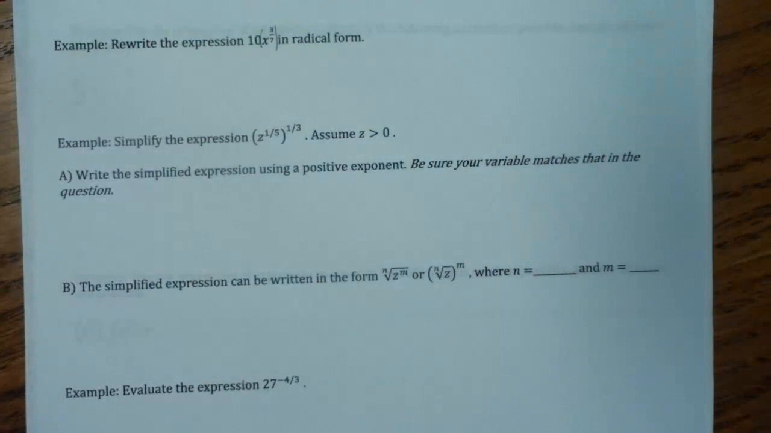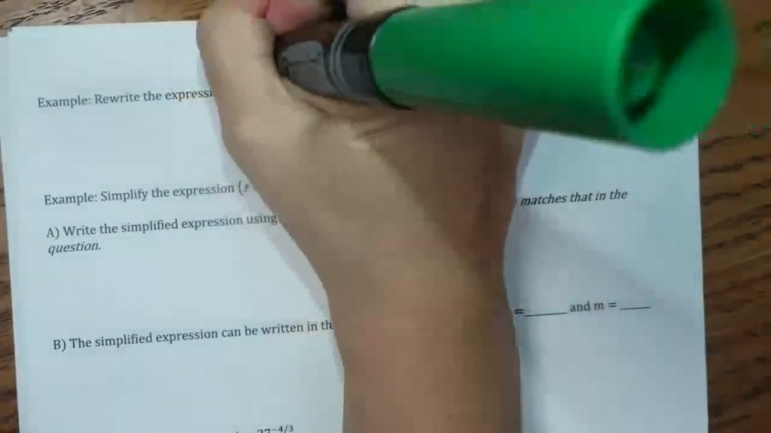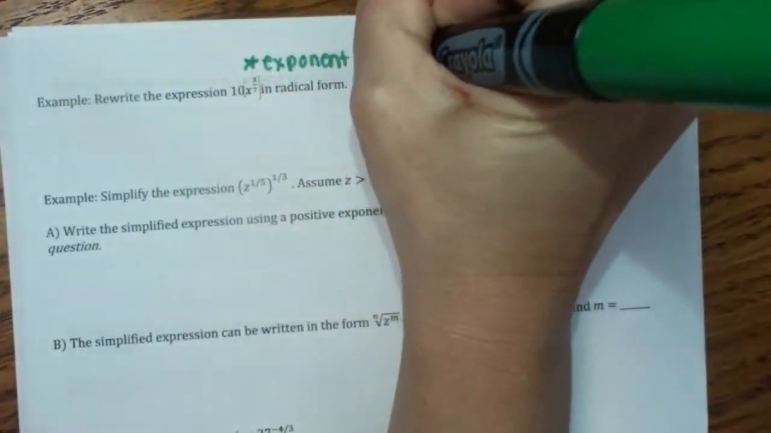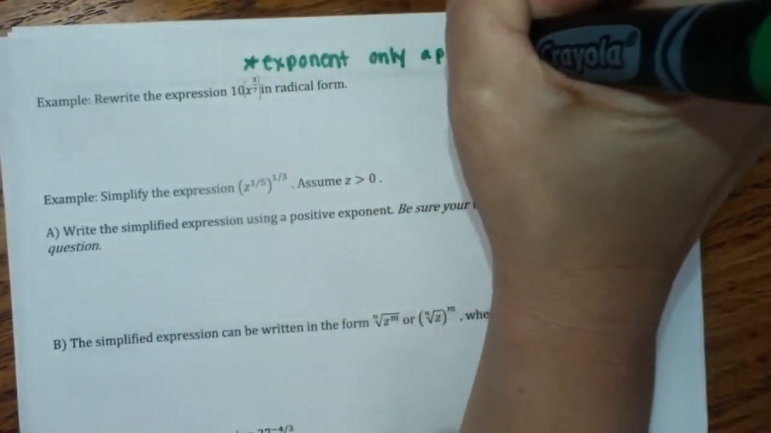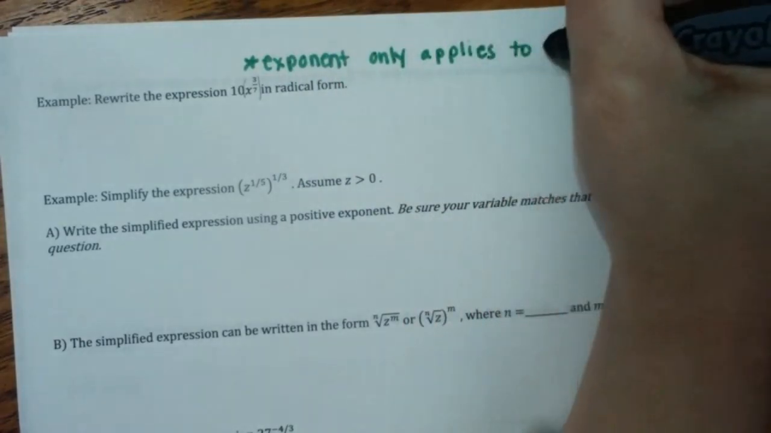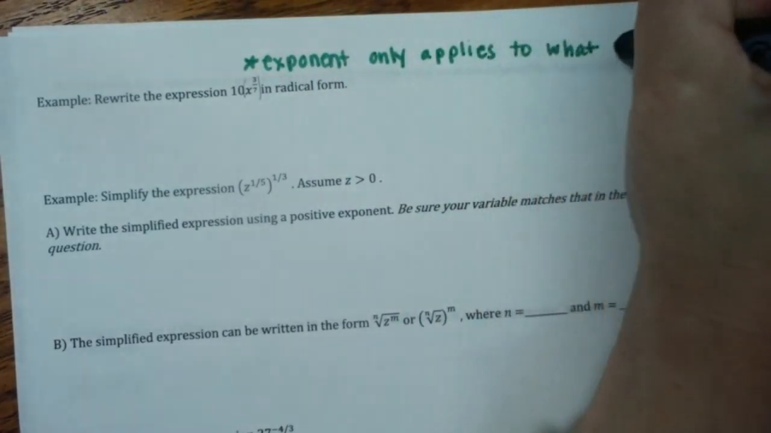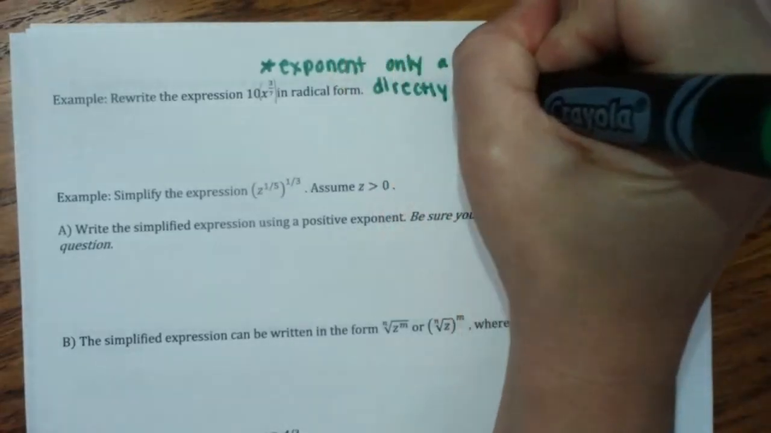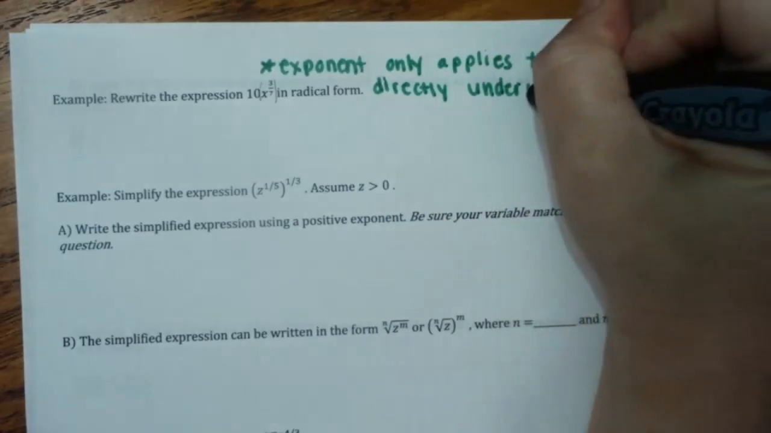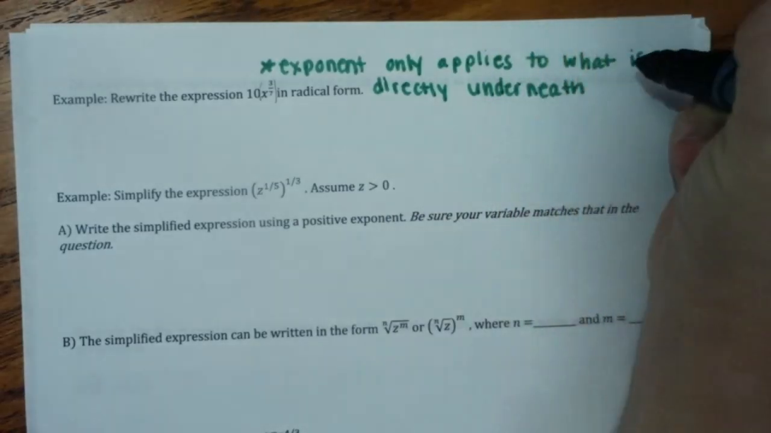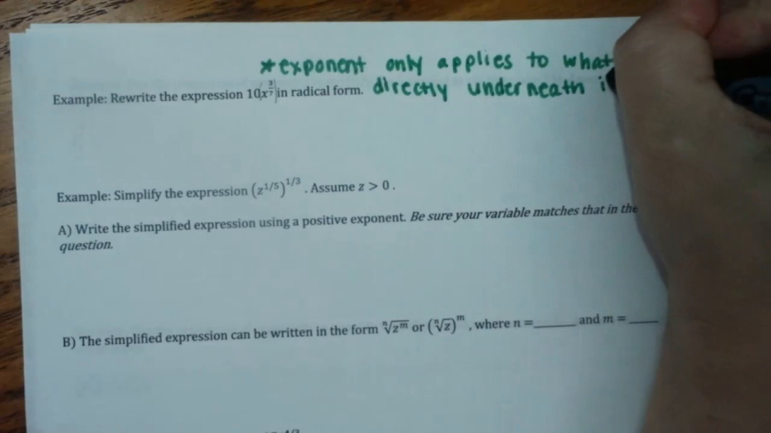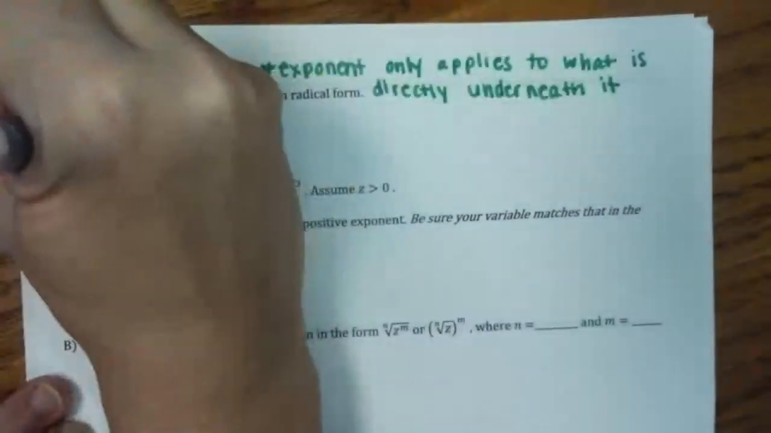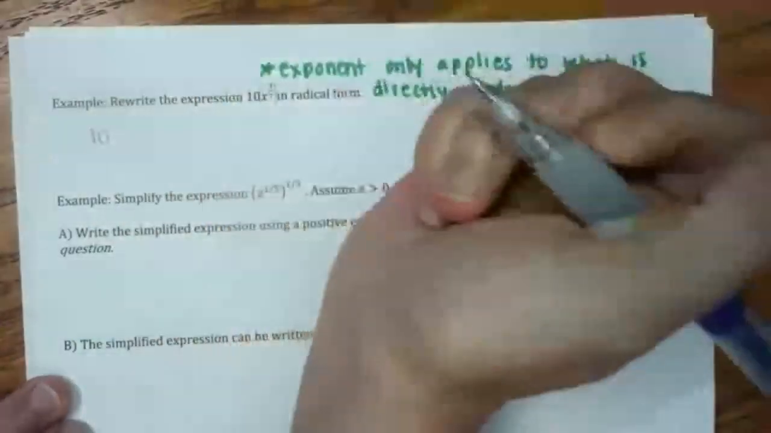So the exponent only applies to what is directly underneath it. So that 10 out front is going to stay out front. And that x is to the power of 3 over 7.